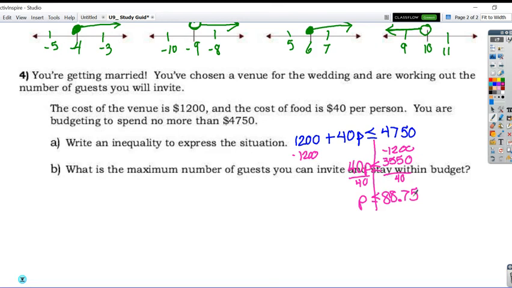No, I can't. You're not allowed to invite partial people. You're not allowed to ask anybody if they're willing to do a magic act and only bring half of themselves to the wedding while they leave the other half at home. It doesn't work that way. So, what does this mean? If I have to be less than 88.75, I have to be less than a whole number. So, that's going to be that 88 or less people can come to the wedding and keep me within budget.